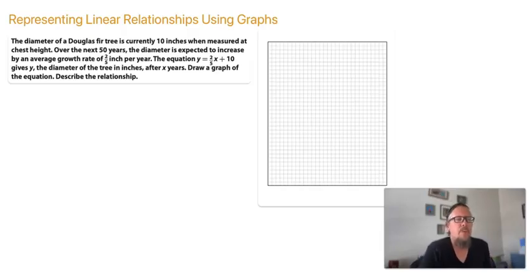What we're going to do here is take an equation of a linear non-proportional relationship, create a table, and then use that table to actually graph the relationship. I've cheated a little bit and created the blank graph beforehand so that I wouldn't have to spend time drawing it. But we're going to do everything else from scratch. We're going to take the equation, create the table, create the graph.